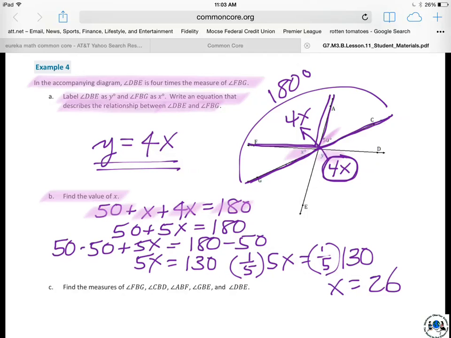So then I go ahead and continue and work the magic, combining like terms, getting rid of the 50, bringing that x down to 1x, and I get x equals 26. So this x here is going to be 26 degrees. All right, let's move on to the next one.